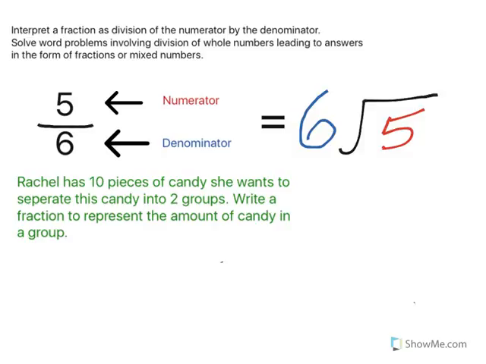So I'll show this below with this word problem. It says Rachel has 10 pieces of candy. She wants to separate this candy into 2 groups. Write a fraction to represent the amount of candy in a group. So Rachel has 10 pieces of candy. She wants it in 2 groups. And it says find the amount of candy in a group.